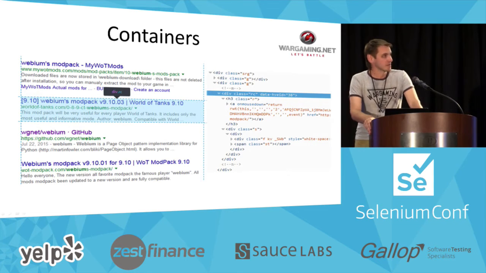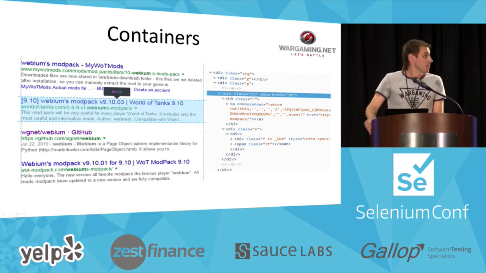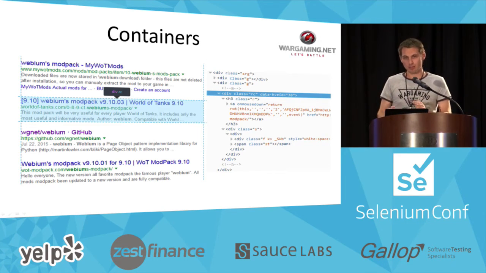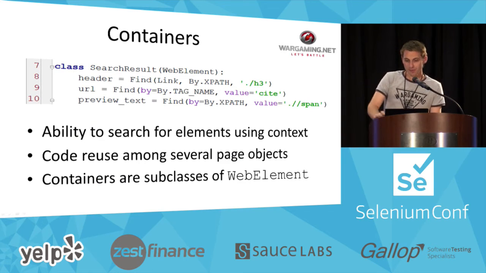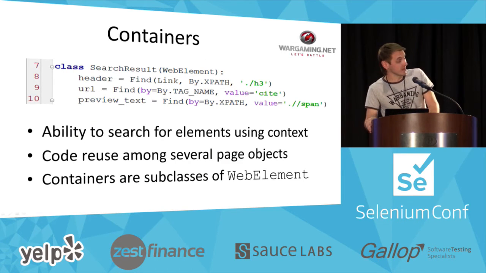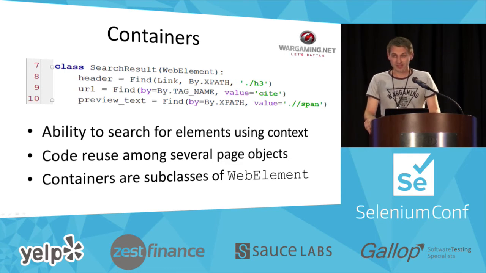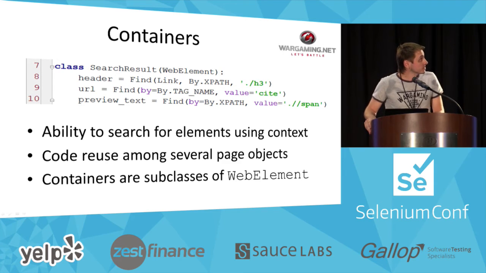Now let's extend our example with the search result page. Instead of list of links, we will return a list of containers. Each container includes here link, page address, and some preview text. First of all, let's define a new element class which will be a class for our containers. And this class includes fields we need.